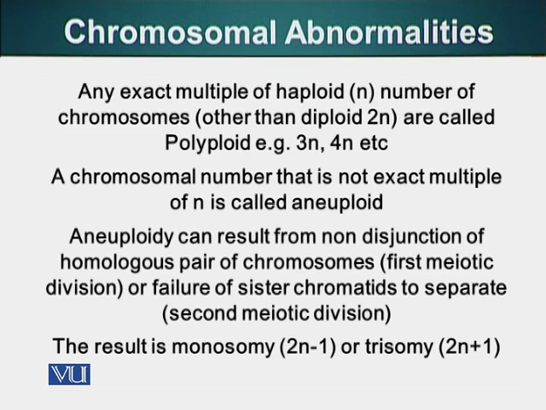Aneuploidy can result from non-disjunction of a homologous pair of chromosomes in the first meiotic division, or failure of chromatids to separate in the second meiotic division. This can result in monosomy or trisomy, 2n-1 or 2n+1 respectively.